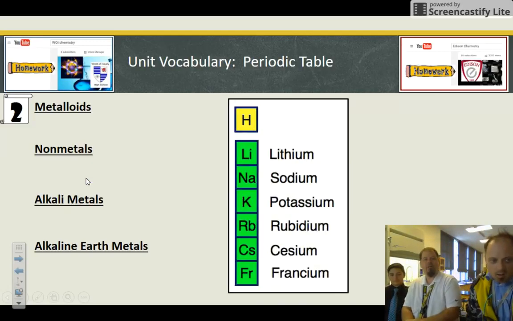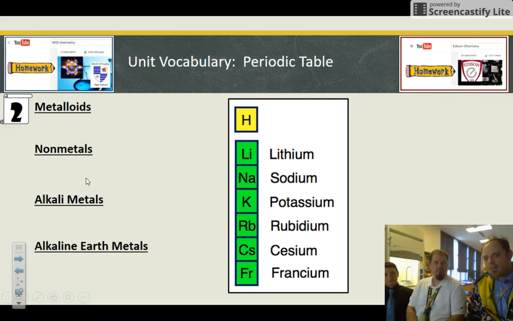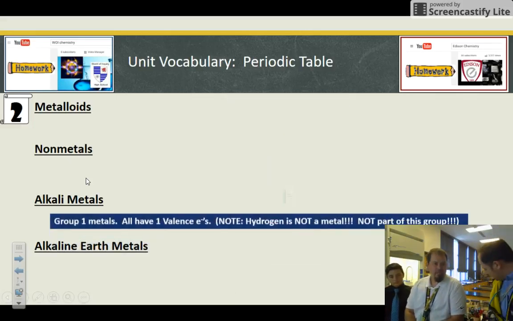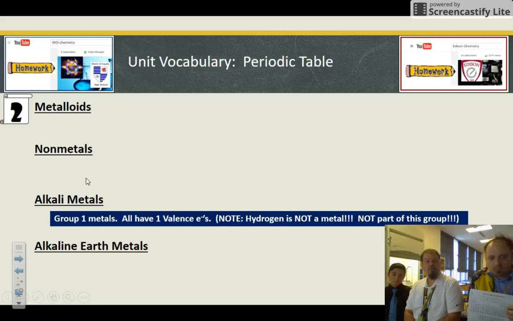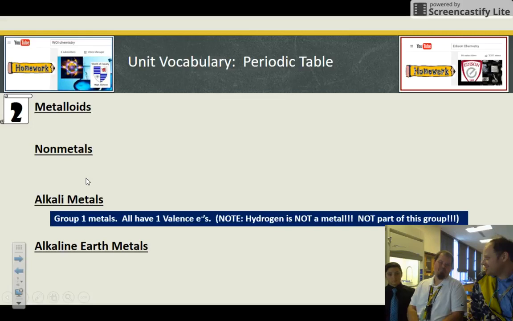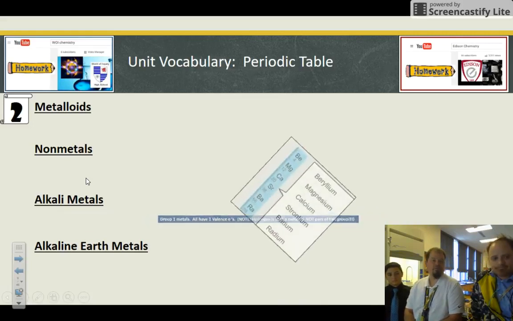So alkali metals. This is going to be group 1 metals. As you see, there's a list of them. It's the stack. So there's group 1 metals. They all have one valence electron. Note: hydrogen is not a metal, technically not part of this group, although it is group 1.